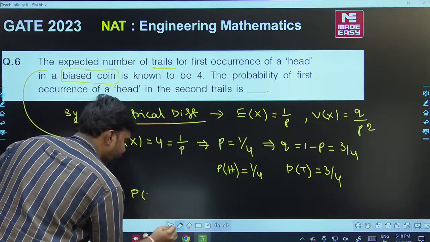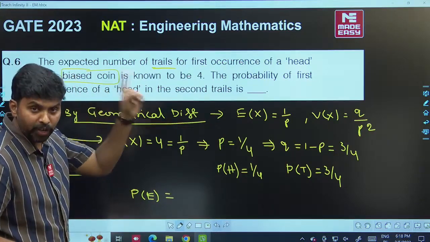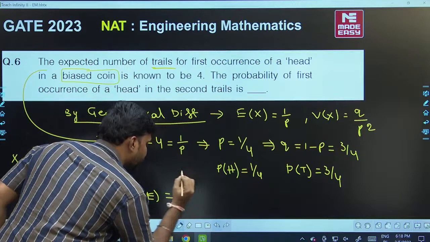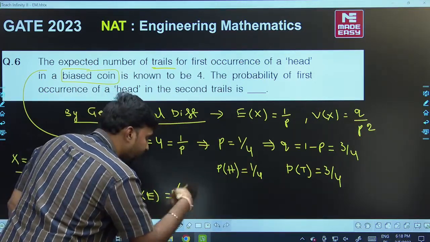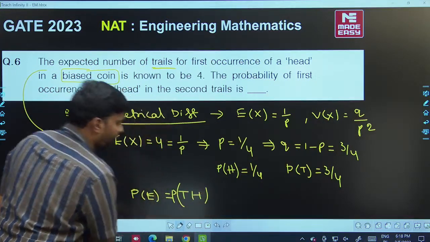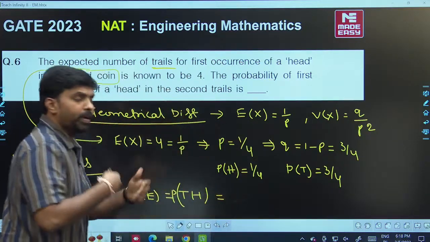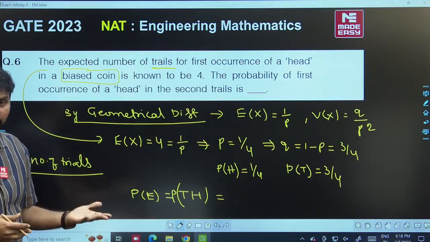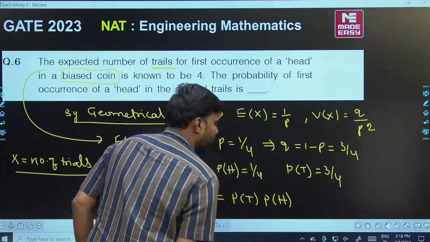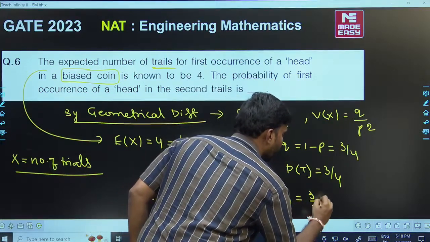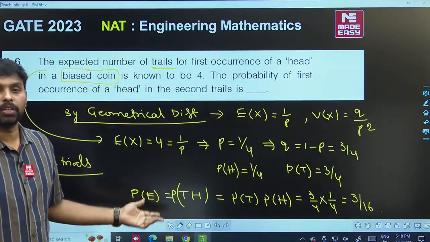Let's see, the probability of the event is given by, he is saying that in the second toss he should get the first head. That means the first one is tail. So the probability of the first toss must be tail, so that the next time it is tossed we get the first head. This is the only possibility for this event. As the tosses are independent events, we take the probability as probability of tail into probability of head. So this is 3 by 4 into 1 by 4, which is 3 by 16. This is the answer.